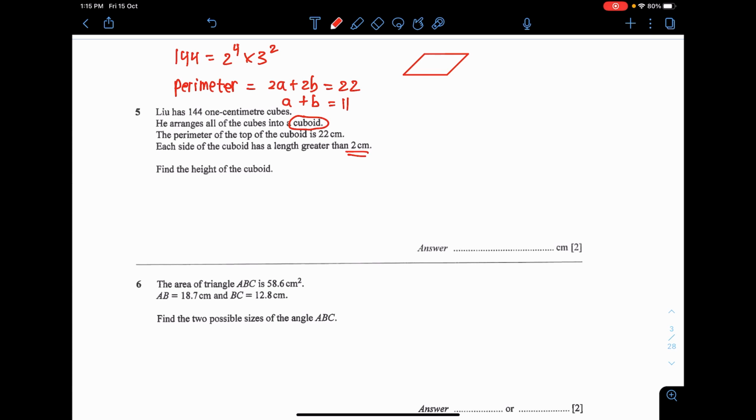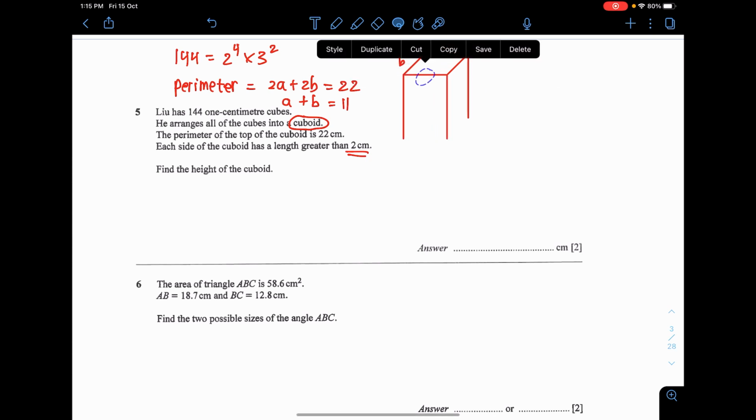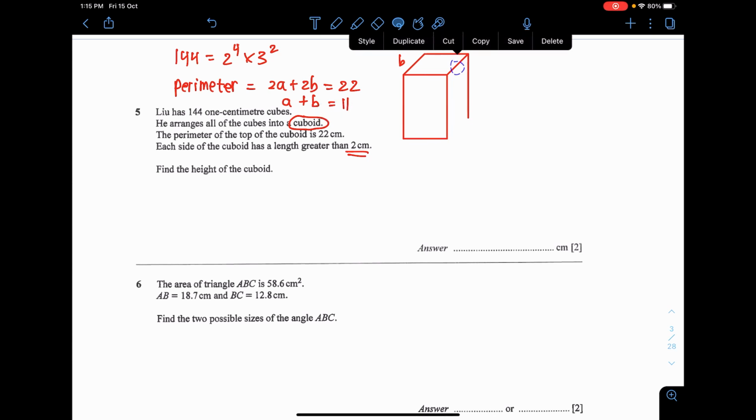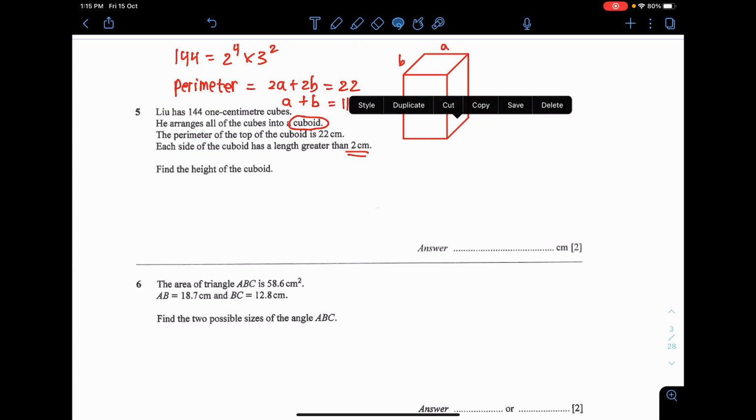Yeah, so this is A and this is B. This is the top of the cuboid. Now, I need to make sure that the cuboid is actually perfect, so it has a height all over the place like this. The height is still not known. I haven't assigned any numbers, so let's just say it's H. The height is H or C, up to you.